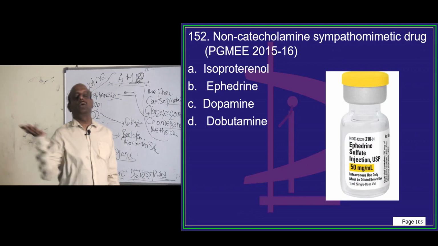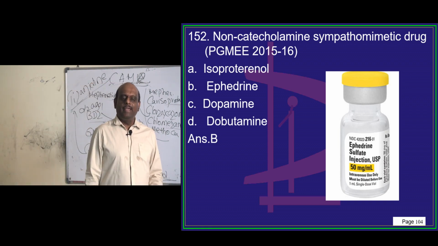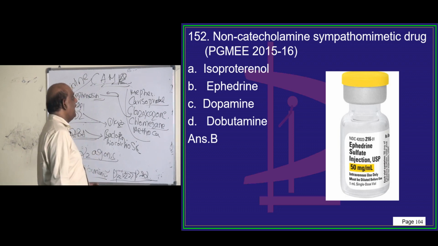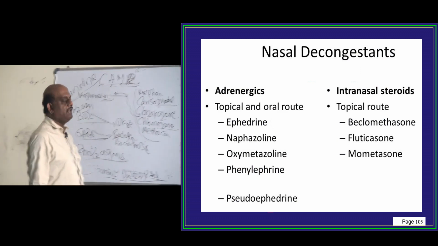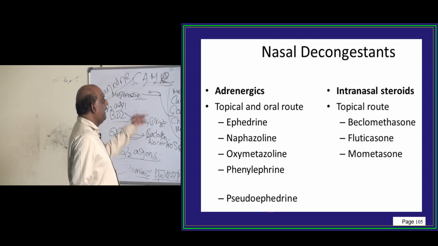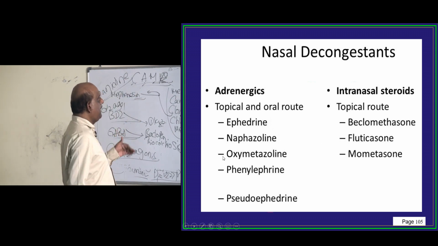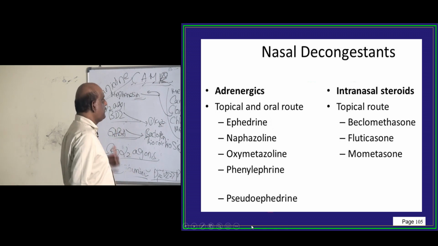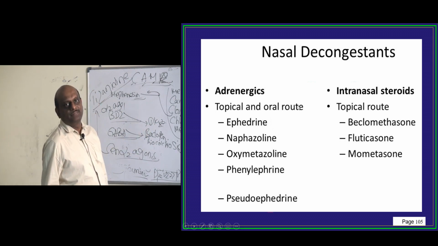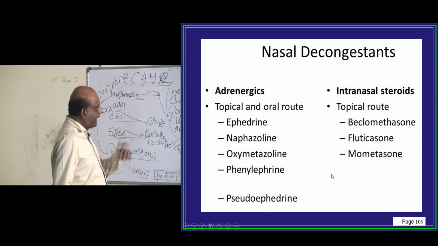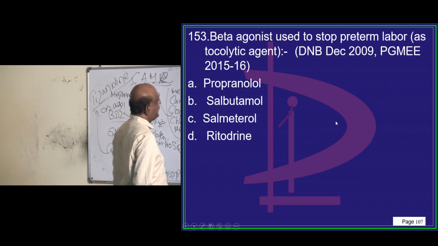Which is a non-catecholamine sympathomimetic drug? Ephedrine typically is a non-catecholamine sympathomimetic drug which acts like a vasoconstrictor. So if you look at the various nasal decongestants, they can be adrenergic or intranasal steroids. Ephedrine, naphazoline, oxymetazoline, phenylephrine, pseudoephedrine, they are all topical and oral route nasal decongestants. Beclomethasone, fluticasone, mometasone, they are all intranasal steroids which can act like nasal decongestants.